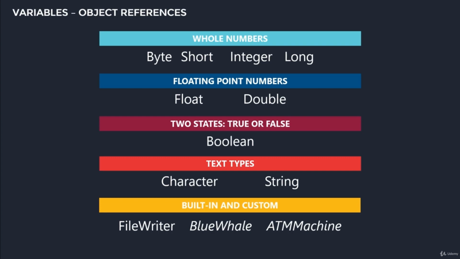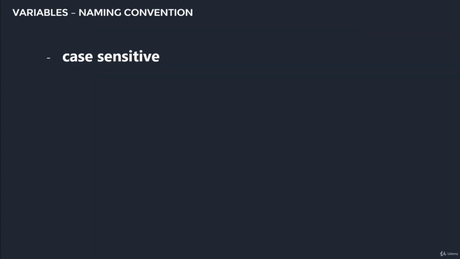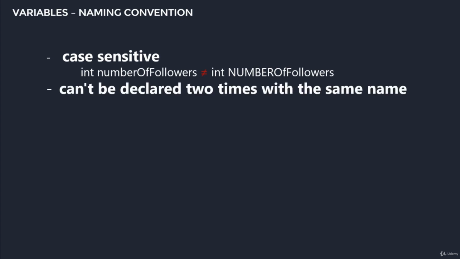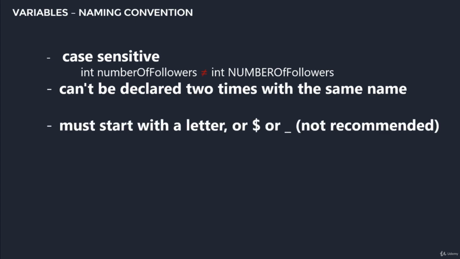But before that, I would like to tell you more about the naming conventions of variables. So variables are case sensitive. For example, if you would like to use a variable, you need to type in exactly the same name as when you declared it. The next one is that typically variables cannot be declared two times with the same name in the same class or in the same method. Also, a variable name must start with a letter, $ mark, or underscore, but I don't recommend the last two. After the first letter, it can contain numbers, but it isn't recommended either.